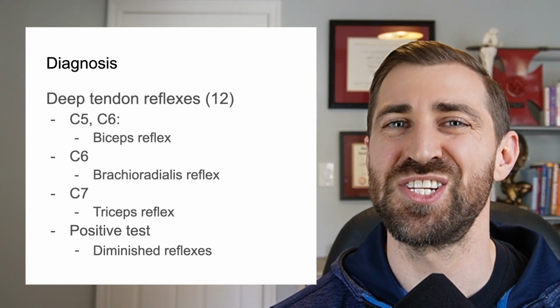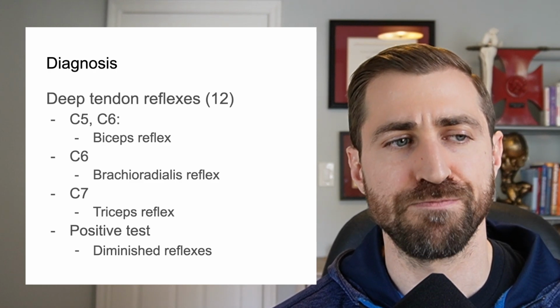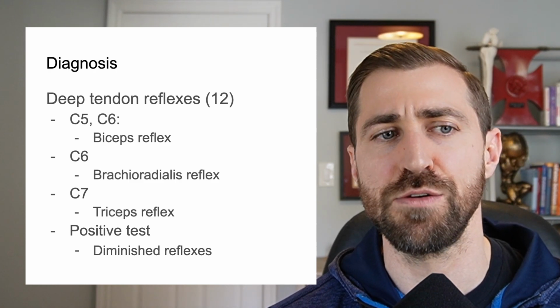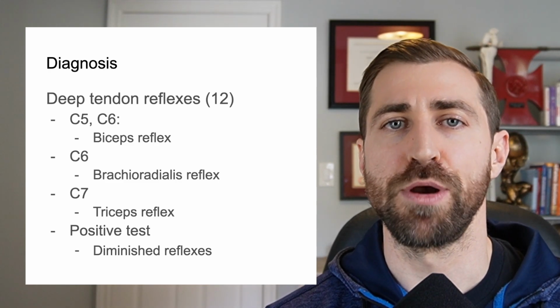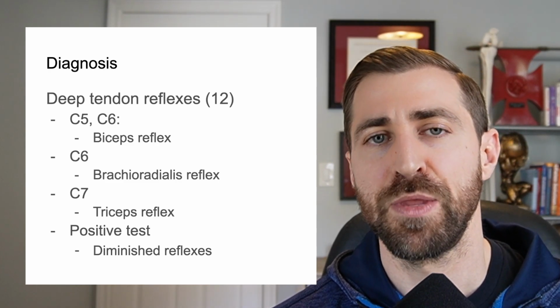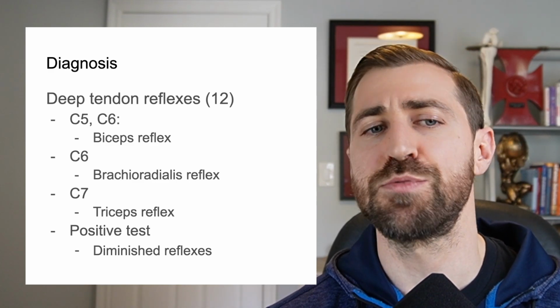We should have changes to the biceps reflex if we have an injury to that area. For the C6 nerve root, we should see some changes in the biceps as well as a brachioradialis reflex. With an injury to the C7 nerve root, you should see a change to the triceps reflex.